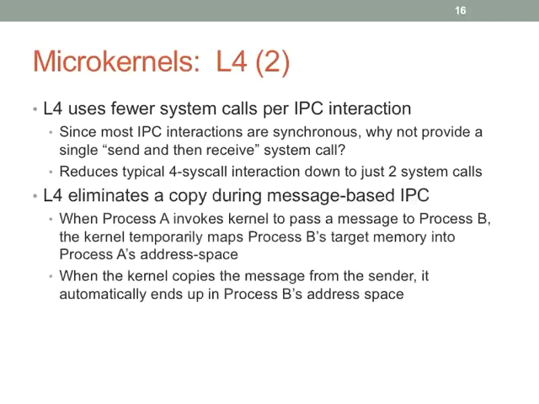L4 again tries to eliminate a copy during message-based IPC when it has to copy stuff at all. We'll talk about that in a second. So process A invokes the kernel to pass a message to process B. The kernel temporarily maps process B's target memory into process A's address space. So instead of copying it into a kernel queue and then into process B, why not just manage the queue in process B's address space? It's a little bit riskier. You'll notice that this approach to microkernels is a little bit riskier because now process B could really mess up its queue. But if we do this, then we eliminate a copy in the kernel. We can just copy it directly to process B.